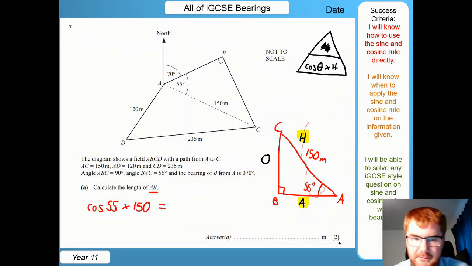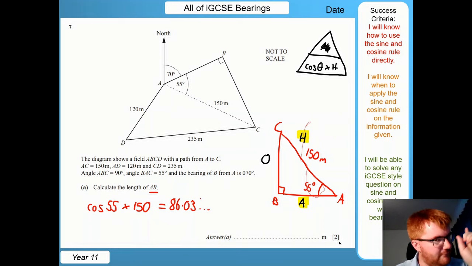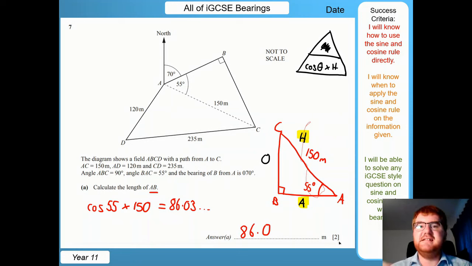Again, I always write a couple of decimal places here, so 0.03 to show the examiner I've done it. And then we round to three significant figures. That is 86.0 meters. So that's the standard part of the question done.